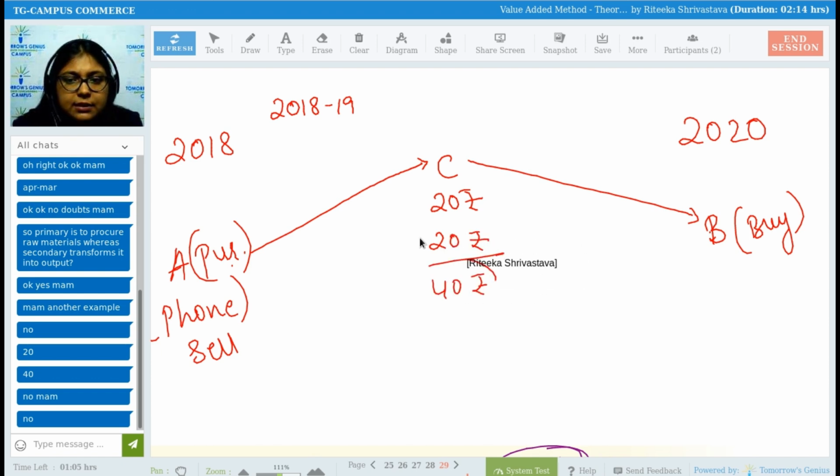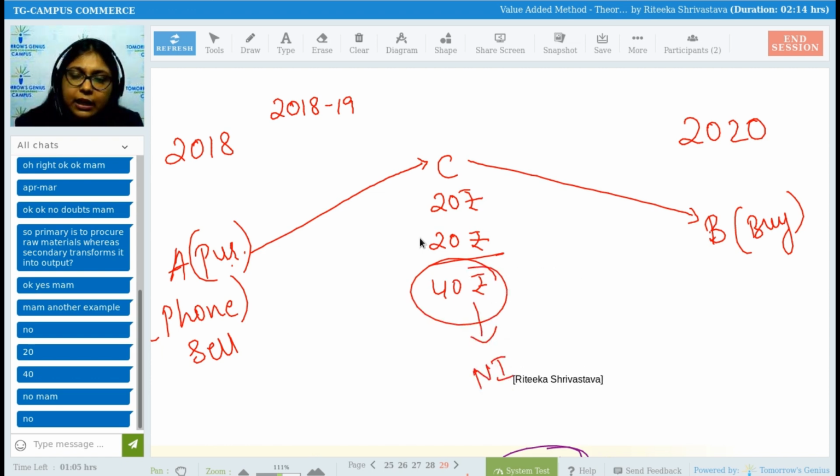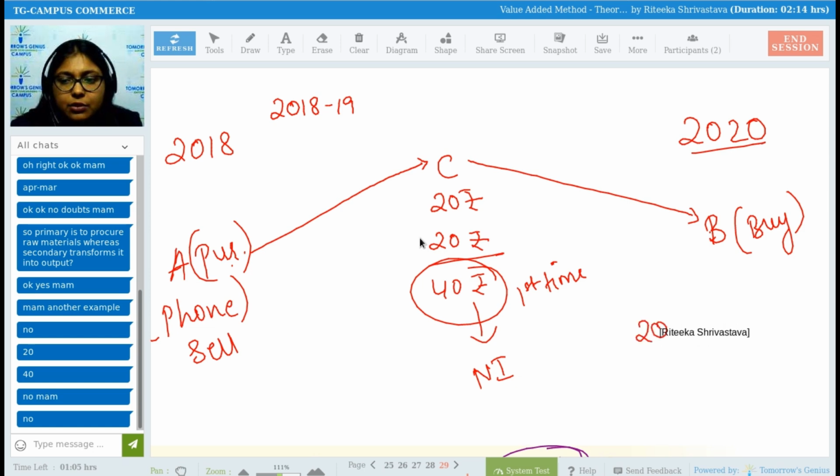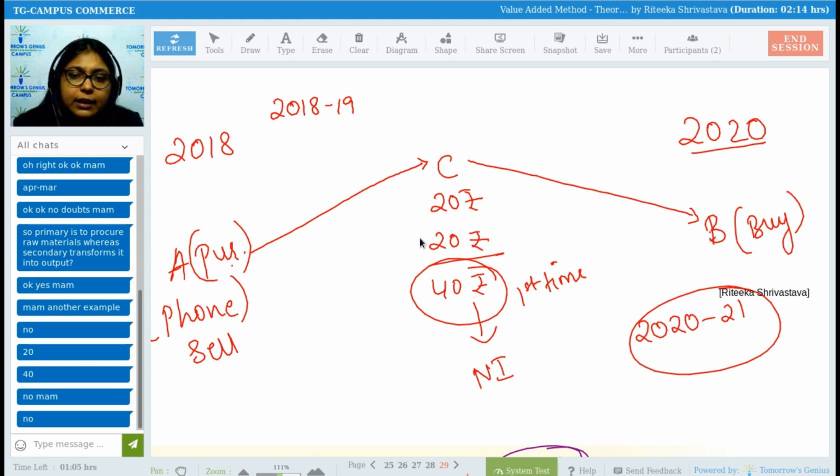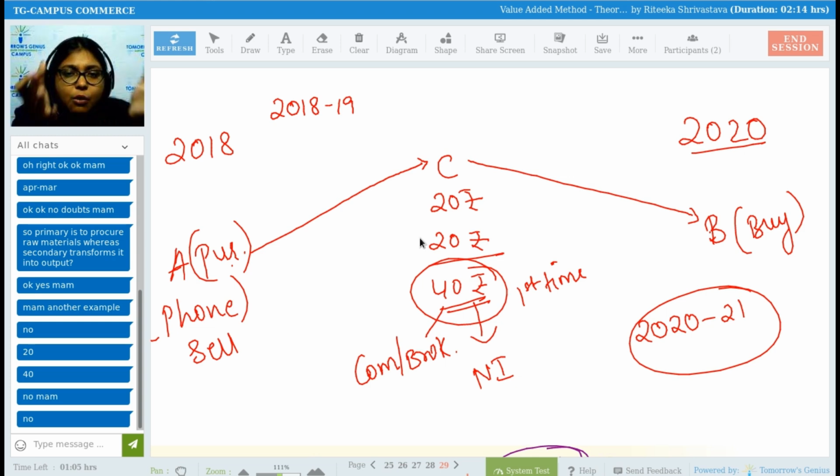Total 40 rupees C is getting, and this 40 rupees will be included in national income because this is happening for the first time. In 2020, so 2020 to 21, in this year's national income, we will be including this because this is a commission or brokerage, which is happening for the first time in the economy, in which the flow of goods and services and the flow of money is taking place.